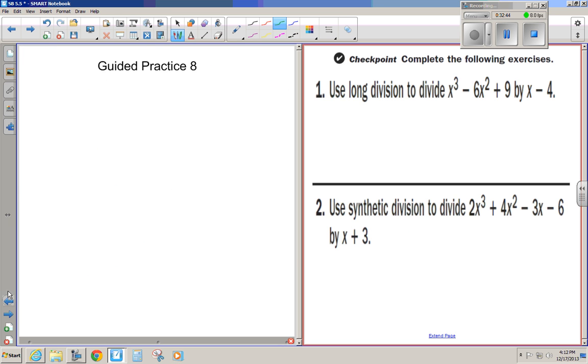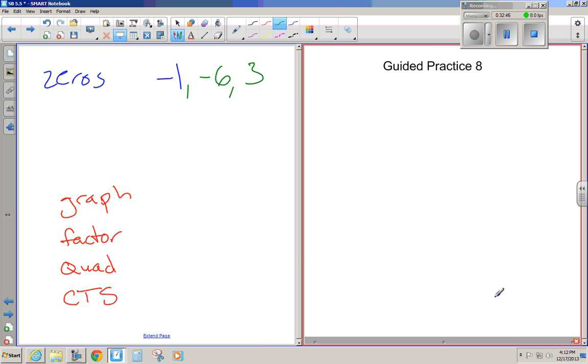All right, guided practice number 8. I'm doing most of the guided practices for you, but for number 8, you have to find all of the zeros for x cubed plus 8x squared plus 5x minus 14. And it's telling you that f of -2 is equal to 0.